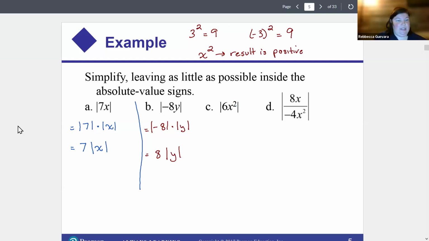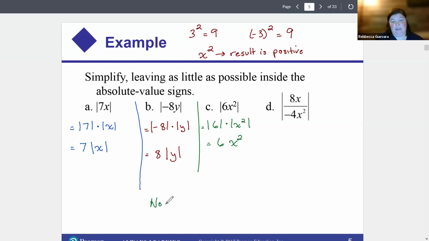So what I have here in the case of C is the absolute value of 6 times the absolute value of x squared. Or sorry, we're going to have the absolute value of x times the absolute value of x squared. That's 6 times x squared. The absolute value of x squared is going to end up being x squared because we know that x squared is going to stay positive. Therefore, I do not need those absolute value bars.